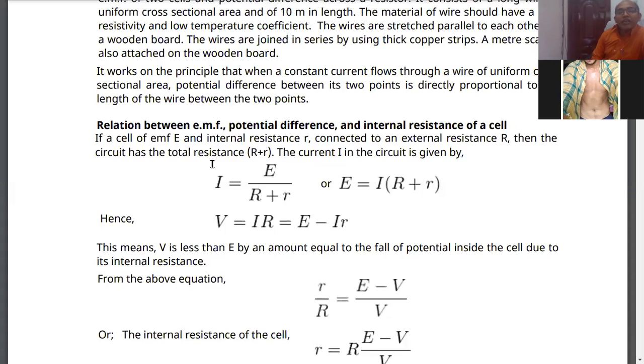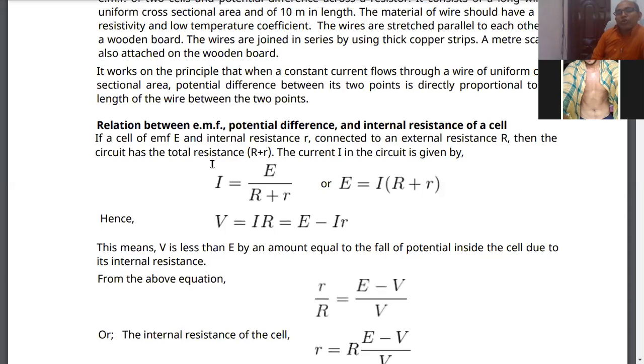if we connect a cell in a circuit in series with the external resistance R, capital R, then effective resistance of the circuit will be sum of external resistance and internal resistance of the cell. That is, internal resistance is represented by small r. So if a cell of EMF E and internal resistance r is connected to an external resistance R, then the circuit has the effective resistance capital R plus small r. Because these are connected in series, effective resistance is just equal to sum of external resistance and internal resistance of a cell.